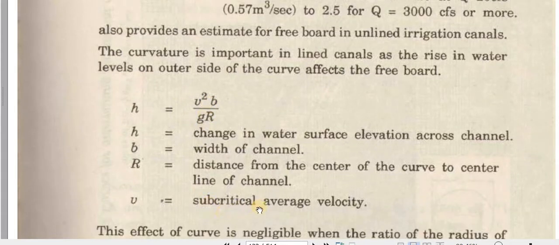Here V is the subcritical average velocity, R is the distance from the center of the curve to the center line of the channel, H is the change in water surface, and B is the width of the channel.